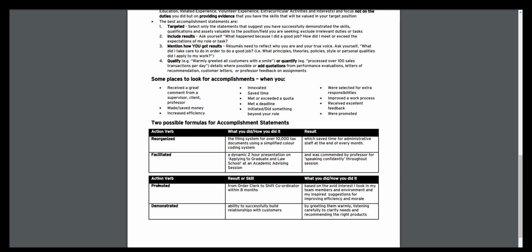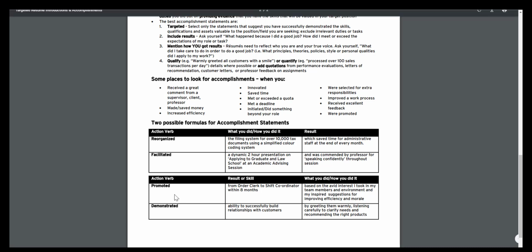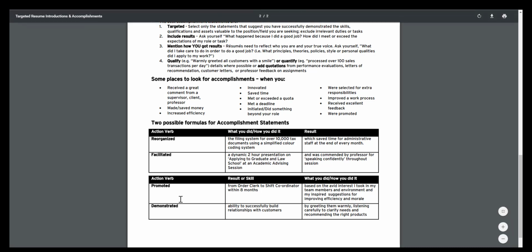Or here you can say the action verb, the result or skill, and what you did and how you did it. So it's the same thing, you're just kind of reorganizing it. So you were promoted from an order clerk to a shift coordinator within 8 months based on the avid interest I took in my team members and environment and my inspired suggestions for improving efficiency and morale. So what I like here is the suggestions right here on what that result could be.